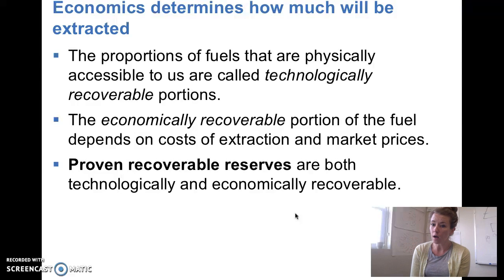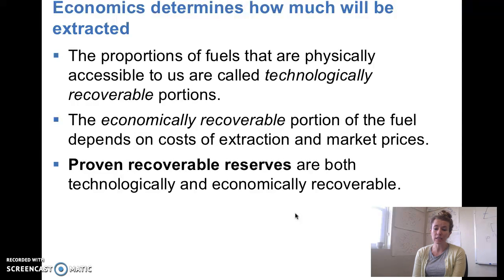It's all about money. All people want to do is make money. So the portions of fuel that are physically accessible to us are called technologically recoverable portions. Based on technology, we can get there. That could increase as our technology increases, so that's why it's called technologically recoverable. As we uncover more technologies for finding and extracting oils, these portions increase.